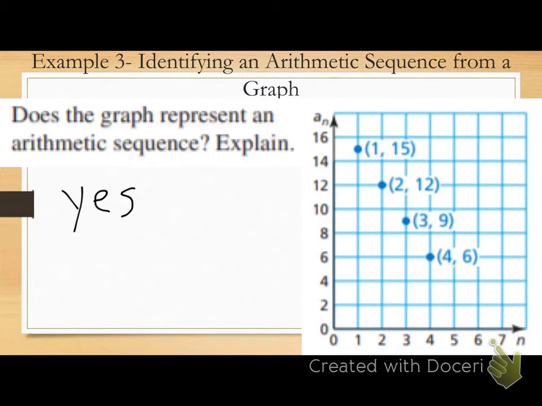Very good. So I could say yes, because it has a constant rate of change. Or yes, it is a straight line. Correct? Yes. My slope: I'm going down 1, 2, 3, right 1. Down 1, 2, 3, right 1. So my slope, or common difference, is what?